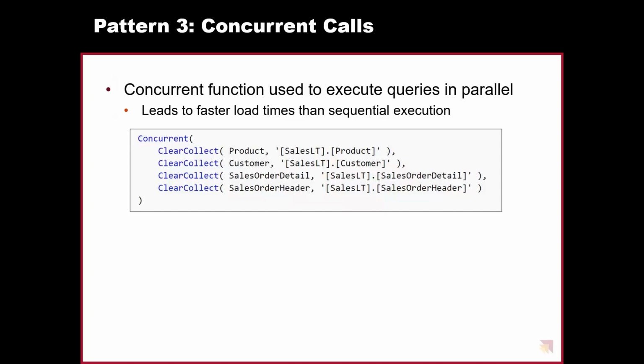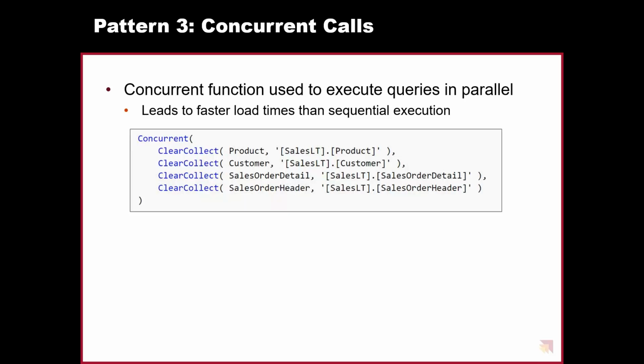Okay, another thing that can help is using the concurrent function. So if you don't use the concurrent function and you do a bunch of clear collects, it's going to execute them all sequentially. The second one doesn't start until the first one is over. However, when we call concurrent, it's able to dispatch these across multiple threads. And not only that, let's say that we have 4 different database calls. It waits till the last one is done, and then it continues on. So concurrent works pretty well.